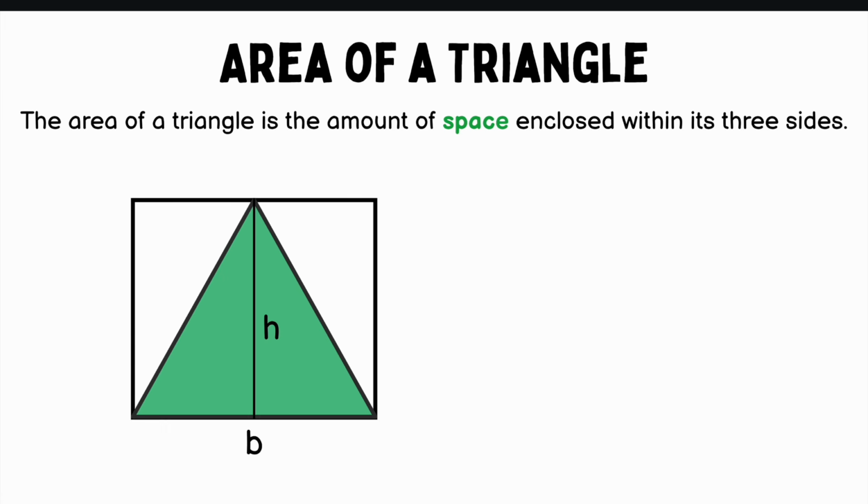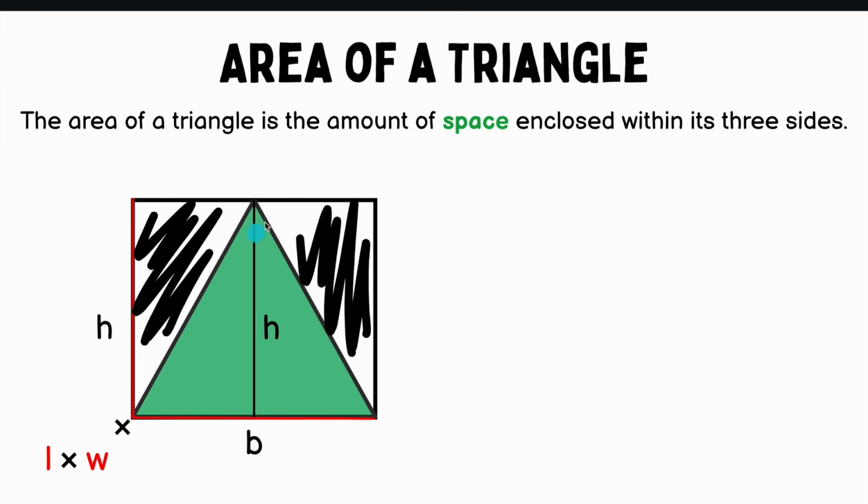One way to think of area is to picture a rectangle. We know that when we find the area of a rectangle, we take the length times the width. However, we only need to know the amount of space inside of the triangle. So we can take the height times the base length and divide that in half to get rid of this area, since we only want the area of the triangle.